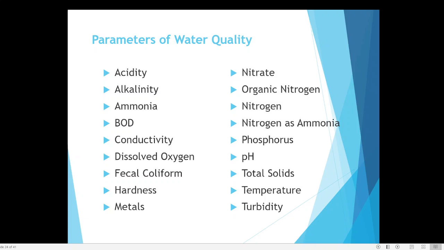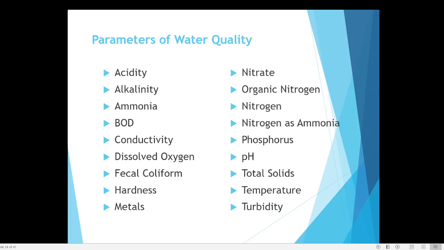Then nitrate. Nitrate can come into water because if we are using fertilizer, this fertilizer can run off during the rainy season and reach well water or pond water, and that nitrate can be harmful for the body. Then organic nitrogen is another factor coming along with the nitrate. Then presence of nitrogen, ammonia, then phosphorus. All these are coming into water because of agricultural runoff. Then pH we have already discussed.